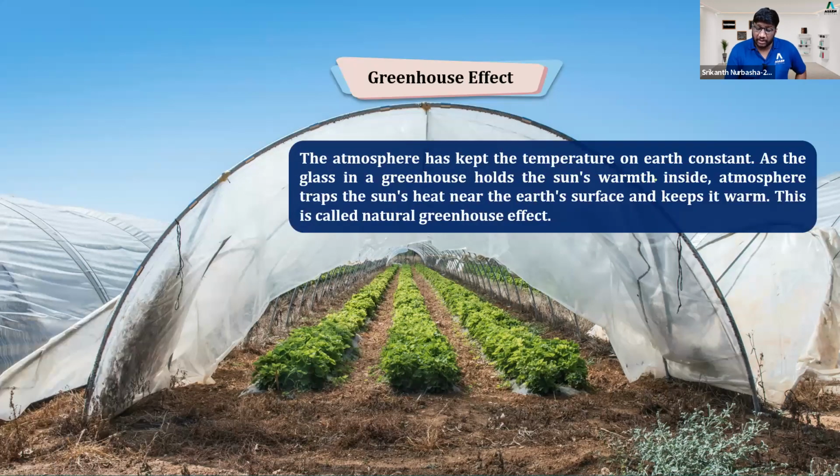The atmosphere has kept the temperature on Earth constant, as glass does in a greenhouse. As the glass in a greenhouse holds the sun's warmth inside, the atmosphere traps the sun's heat near the Earth's surface and keeps it warm. This is called the natural greenhouse effect. So wherever you have to do farming in regions of very low temperatures, where the growth of a plant happens only at a specific high temperature, you have to do that farming in greenhouses. The same is happening in our atmosphere also.